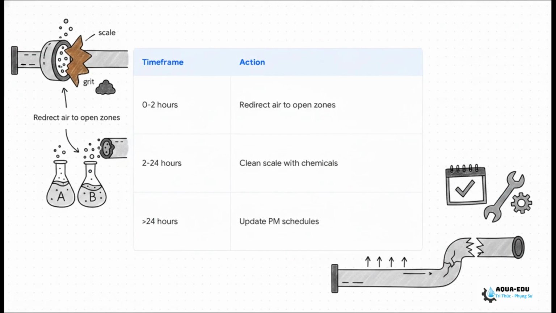Scenario 2, diffuser clogs. If your diffusers are choked up with scale or buried under grit, your first move in those opening 2 hours is to redirect air to the open zones or even isolate the working diffusers to increase the blowout pressure. Within 24 hours, you're going to be using high pressure or maybe acid and alkali chemicals to clear that scale. And long-term, guys, we've got to fix our preventative maintenance schedule so we are cleaning them regularly.